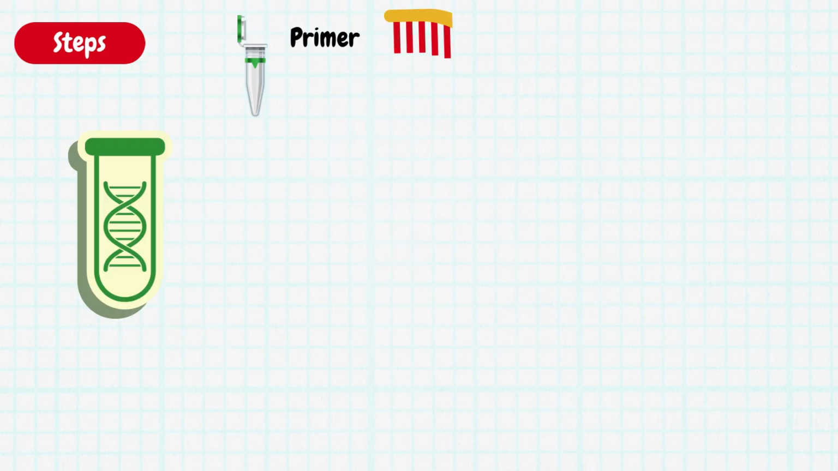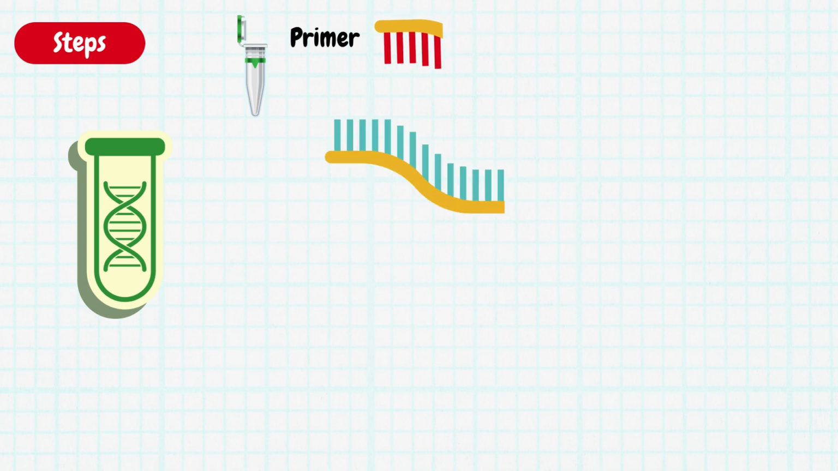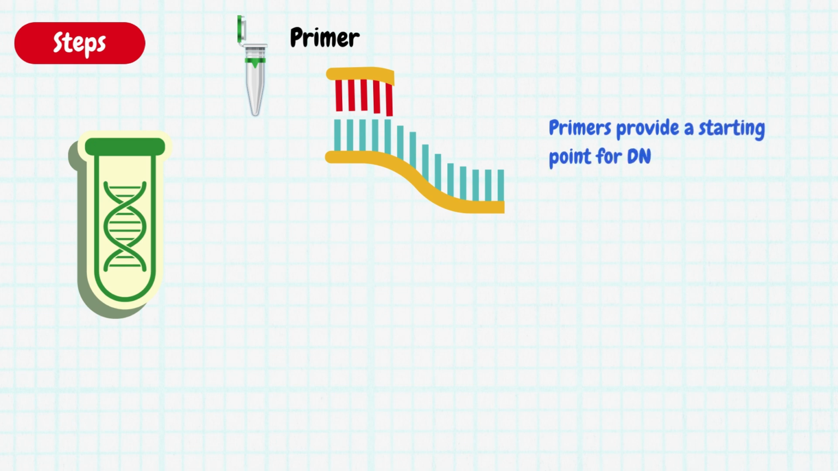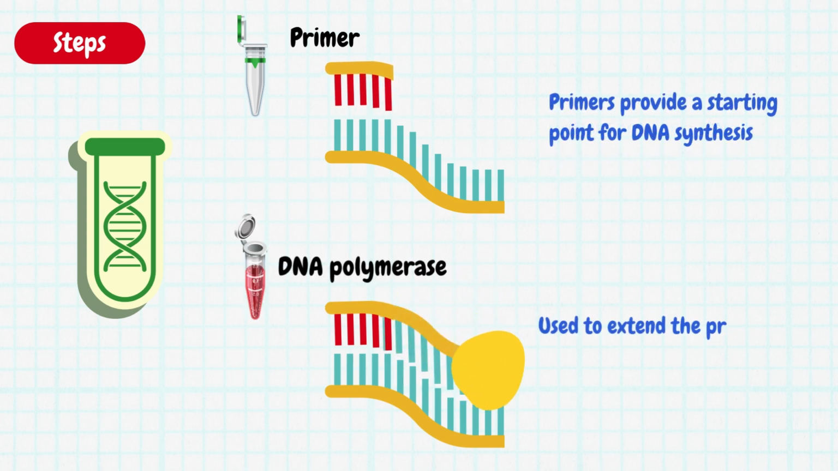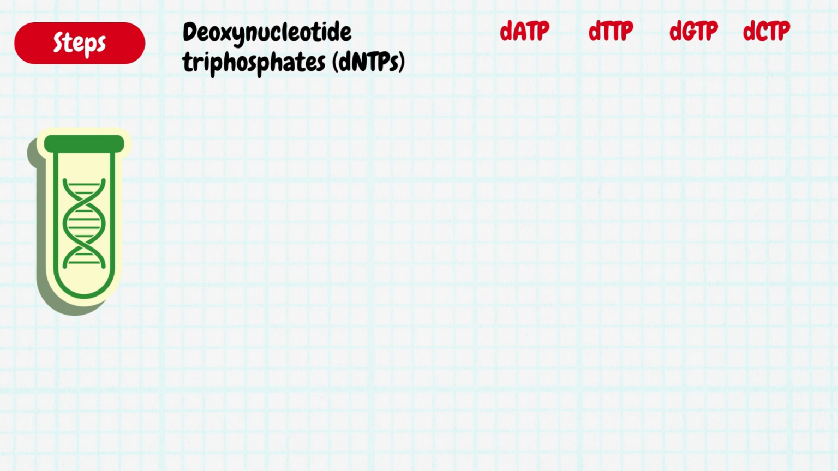Primers are short, single-stranded DNA sequences designed to anneal to the specific region of interest on the template DNA. Primers provide a starting point for DNA synthesis. A DNA polymerase enzyme is also added to the mixture. It extends the primer, synthesizing a new DNA strand complementary to the template.